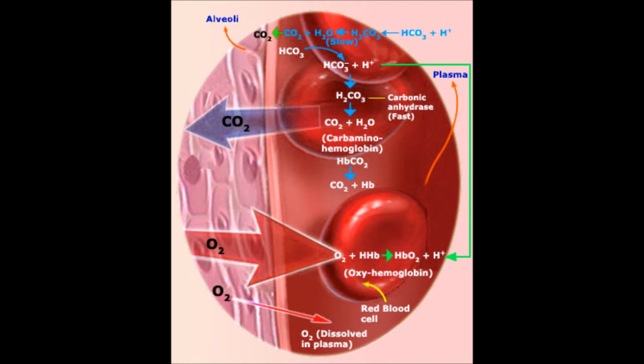So we have an area in the brain, it's called the chemosensitive area. This is in the medulla. And what's chemo mean? Chemical. The chemical that this is monitoring is basically hydrogen ion.